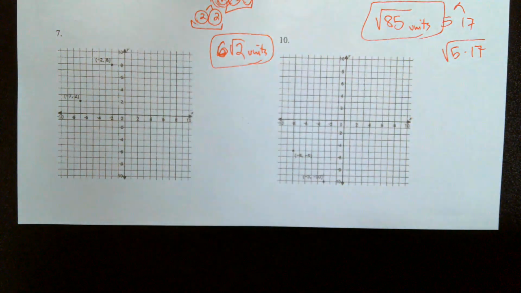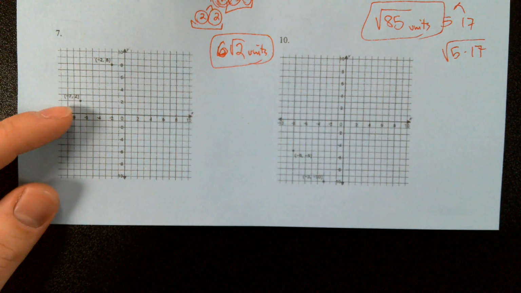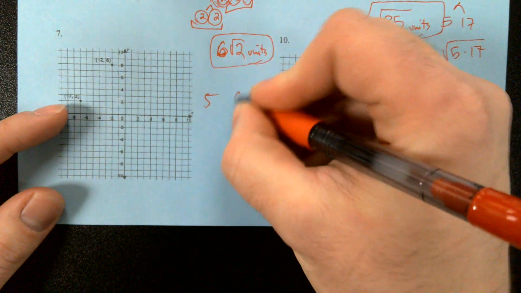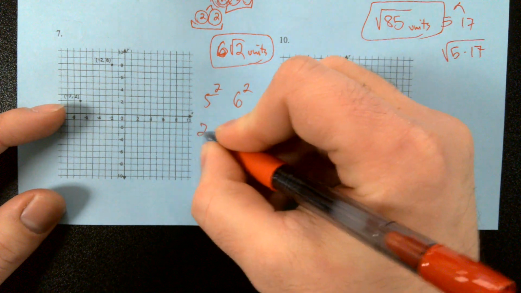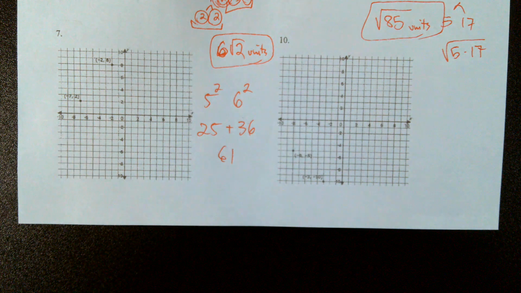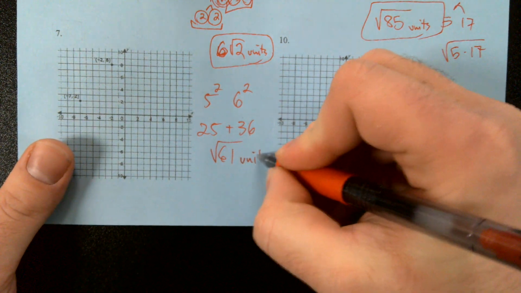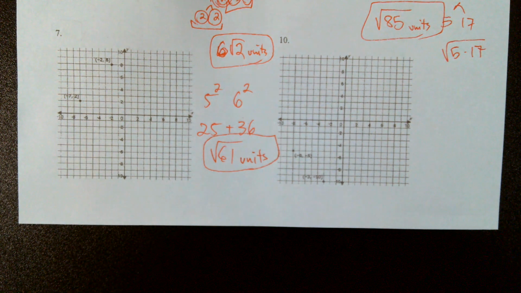Down to number 7. Looks like we're going over 5 and we're going up 6. Squared, squared. 25 plus 36 gives us, what is that, 61? Right? Is that right? Yeah. And when we take the square root of 61, again, that's a prime number. Can't do anything. But we have to make sure our answer is the square root of 61 units, not 61 units. Very, very different things there.